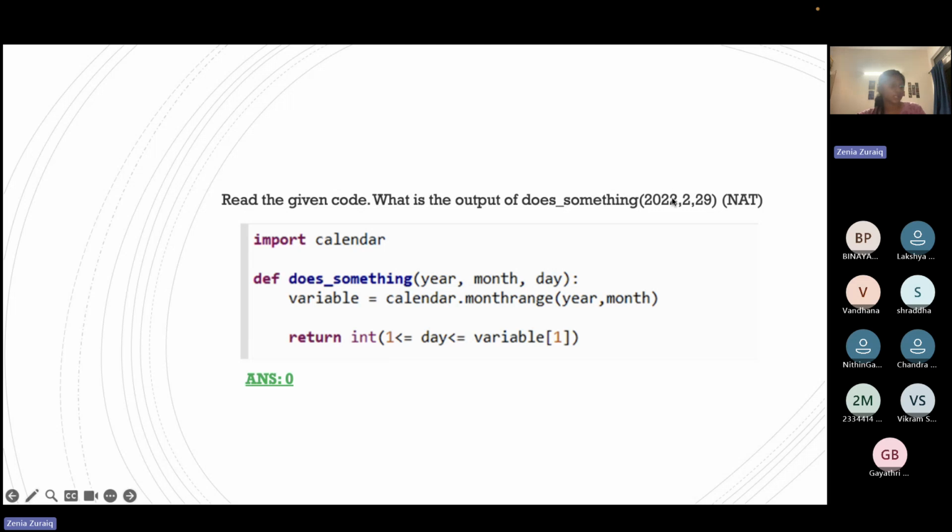As you all know, and as Vikram correctly pointed out, in February 2022 we only have 28 days. So 29 does not fall within 1 and the variable[1]. That means this will return a value of 0, because this is a false statement, and that's why we get the answer 0. Is this okay with everyone? Does everyone understand this program?